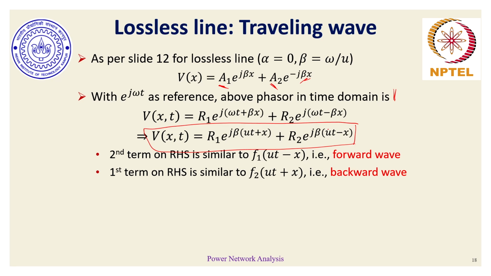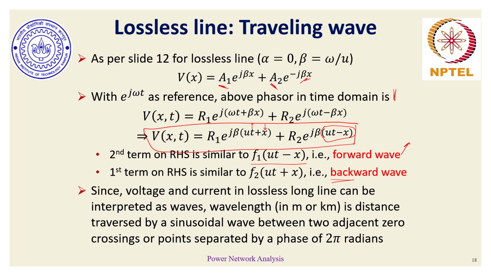Since the ut minus x wave corresponds to the forward wave, the second term is called the forward wave, similar to f1 of ut minus x. Whereas for the first term to remain constant in magnitude, if t increases, x has to go down, so the first term is called the backward wave. That's the reason why these voltage and current expressions can be considered similar to traveling waves in transmission lines.